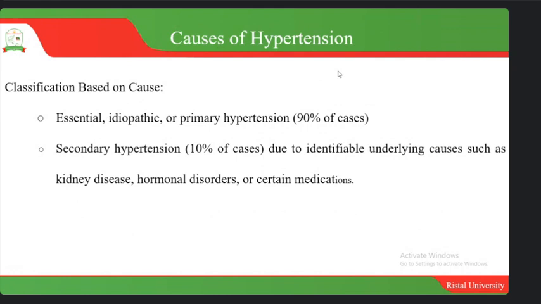And then in essential hypertension, the cause is actually not known, and it is primary hypertension, whereby they say 90% of these people with hypertension do not know the cause of the hypertension. But in secondary hypertension, 10% of the cases, they can always identify the cause. They gave examples that kidney diseases can be one of them, hormonal disorders can also be one of them, and certain medications can also cause increased blood pressure or hypertension in our patients.